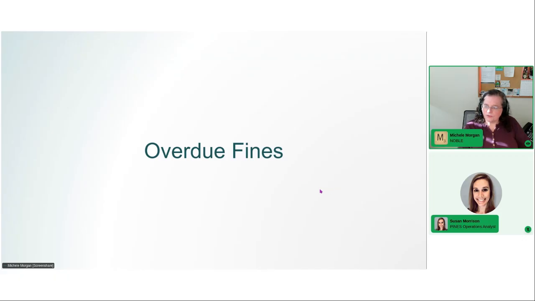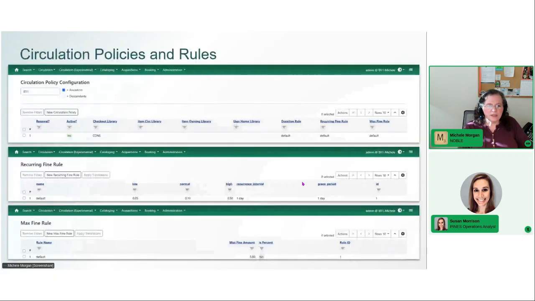So let's talk about overdue fines. How do overdue fines happen? Overdue fines get assessed as a result of the way your circulation policies are configured. In the Concerto system, there is one circulation policy for the whole system. It's for the consortium, which is the whole system, and it uses the duration rules, recurring fine rules, and max fine rules that are all called default.